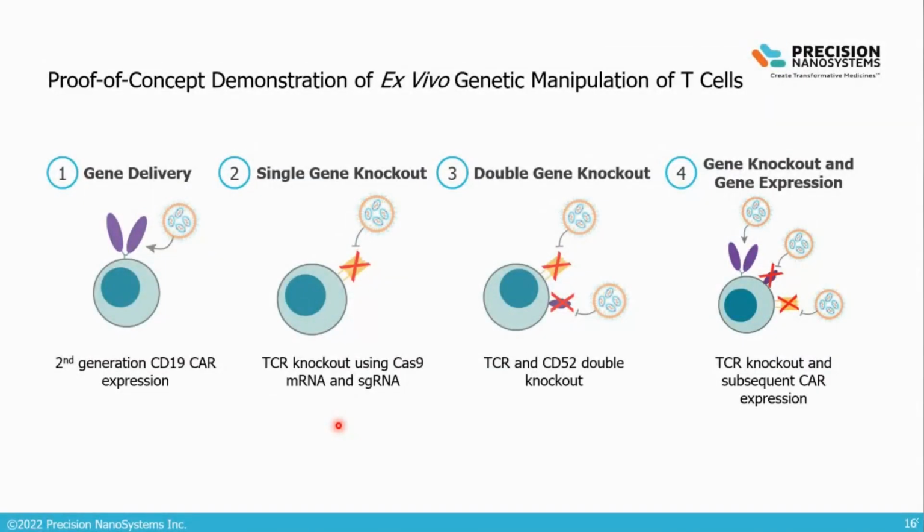Then I'll show two gene editing data sets, a single knockout in this example against the T cell receptor. We're using Cas9 mRNA and guide RNA, which makes it incredibly flexible to change the target sequence. And as we show with the double gene editing set, experiment number 3, we can combine lipid nanoparticles to knock out both the T cell receptor and CD52 for truly allogeneic therapies. And then we'll take it one step further and combine gene delivery and gene editing by making sequential edits for truly next generation CAR T cells.